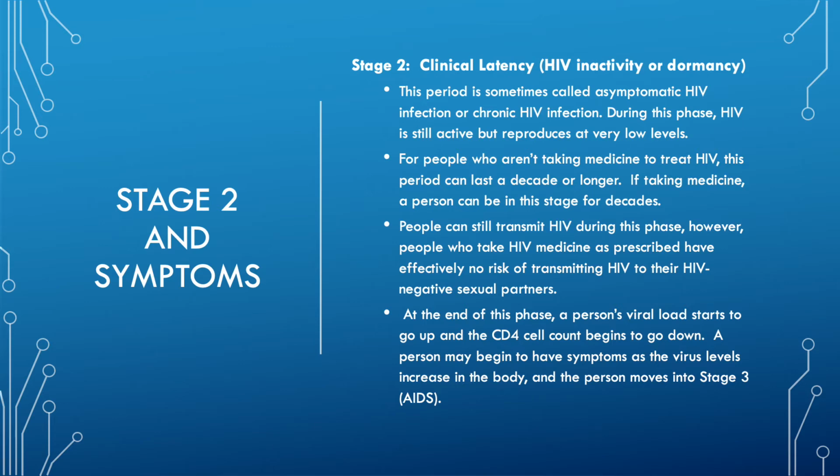At the end of this phase, a person's viral load starts to go up and the CD4 cell count begins to go down. A person may begin to have symptoms as the virus level increases in the body, and the person moves to stage 3, which is AIDS.